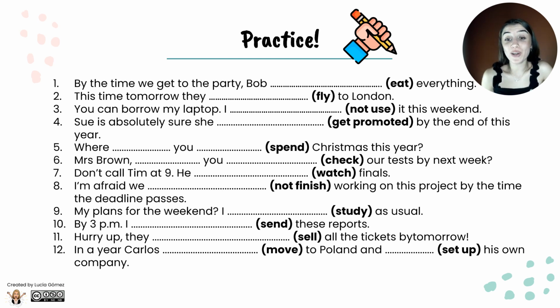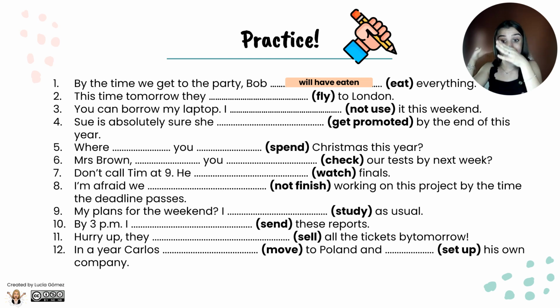So first of all, as I was saying, if you find by, watch out, okay, because it's possible that you're going to be using future perfect. And that's the case, in fact, in the first one. By the time we get to the party, en el momento en el que lleguemos a la fiesta, fijaos, me estoy yendo a un momento en el futuro, en esa timeline de futuro me voy a un momento, Bob will have eaten everything. Sorry, eso se habrá cumplido, se habrá comido todo para el momento en el que lleguemos a la fiesta, es decir, no habrá nada cuando lleguemos.